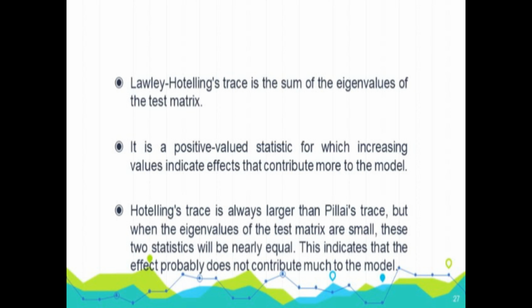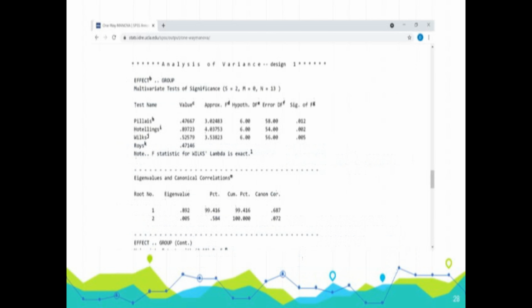Okay, we can actually calculate the Lawley-Hotelling trace by summing the characteristic roots. Okay, I have here an example. So we have the eigenvalues and canonical correlation. Root 1 is 0.892 and root number 2 is 0.005. So we just have to add those two values, and we will find here that the Hotelling trace is equal to 0.89723.